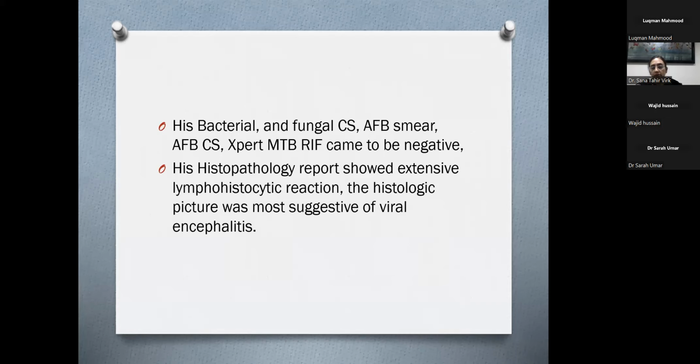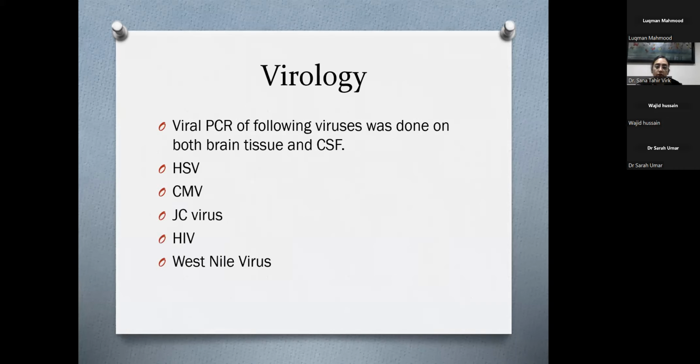The rest of the cultures, bacterial, fungal, and initial tuberculosis studies, came out negative. His histopathology showed extensive lymphohistiocytic reaction, a histological picture that suggested viral encephalitis. So we also sent the tissue sample and the CSF for viruses that included HSV, CMV, JC virus, HIV, and West Nile virus.